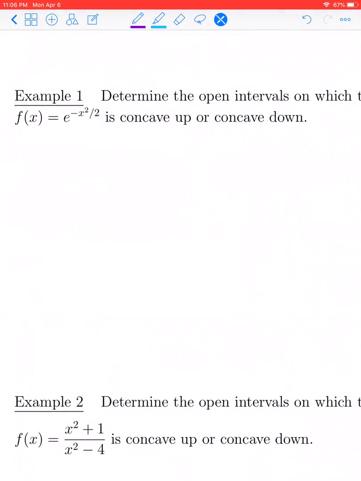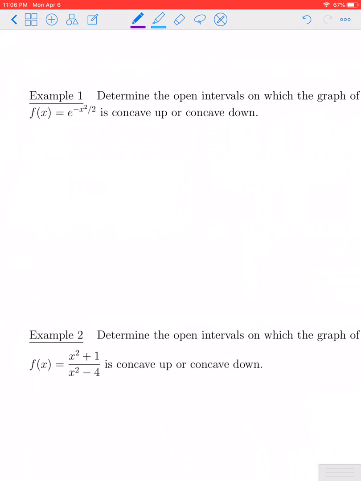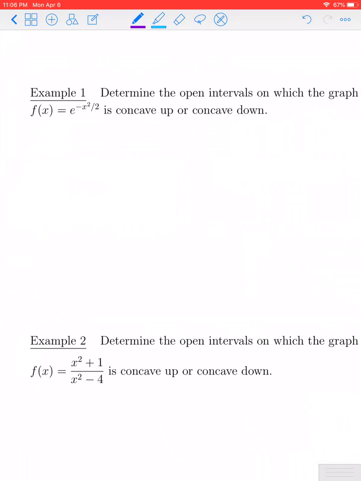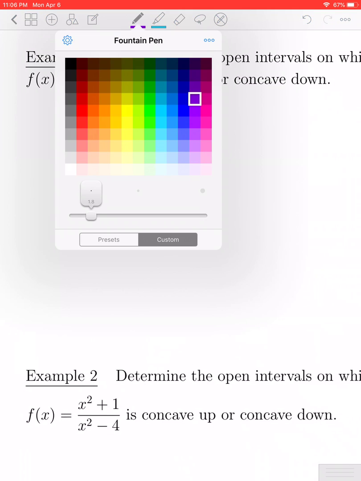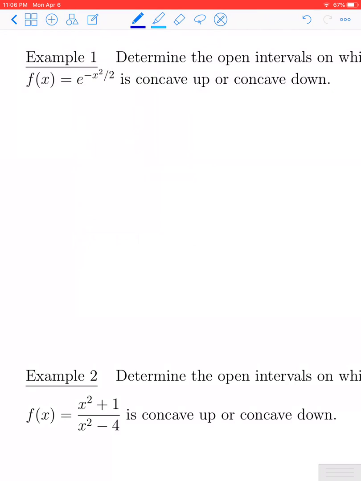Let's take a look at example 1. Let's determine the open intervals on which the graph of f of x is concave up or concave down. Throughout this chapter, if they're asking for concavity, we want to get to the point where we know that that's going to be synonymous with finding the second derivative. So we need the second derivative.